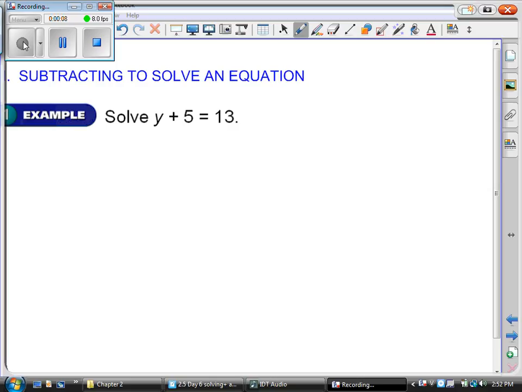Hi girls, we're going to do a lesson on subtracting and adding to solve an equation.